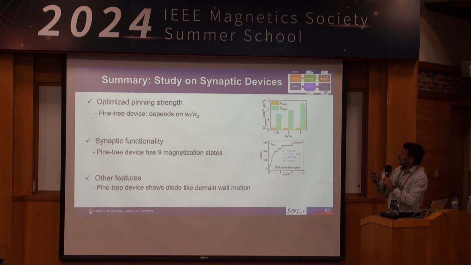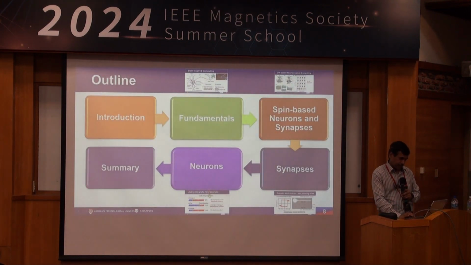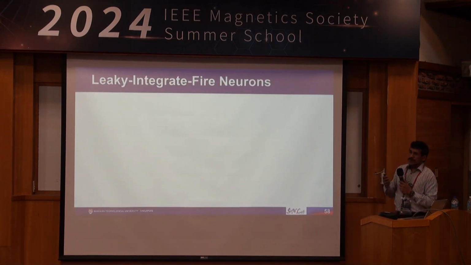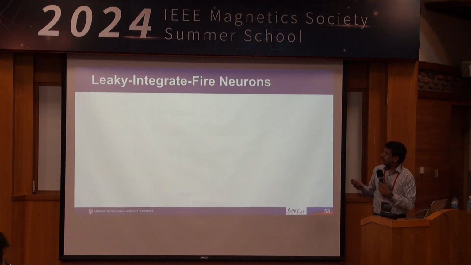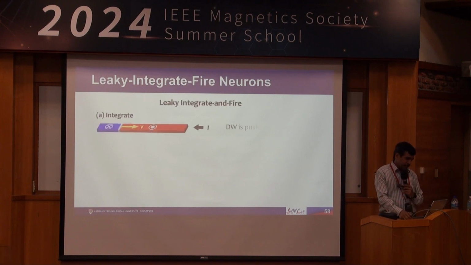Without time, let me move on to the next topic, which is about neurons. When we talk about neurons, the neuron should be able to achieve leaky, integrate, and fire functions. So in the case of a domain wall device, yes.